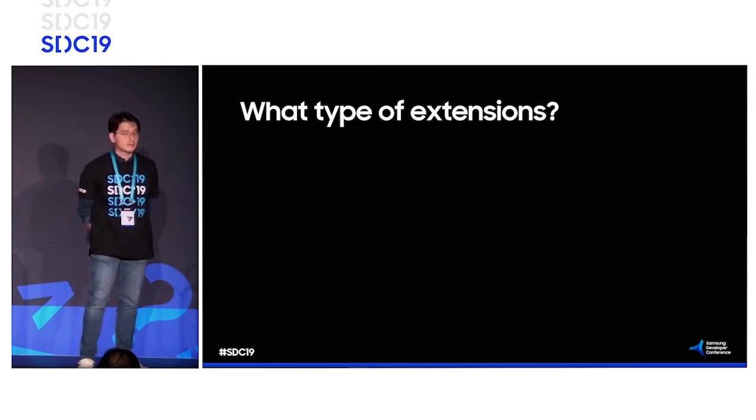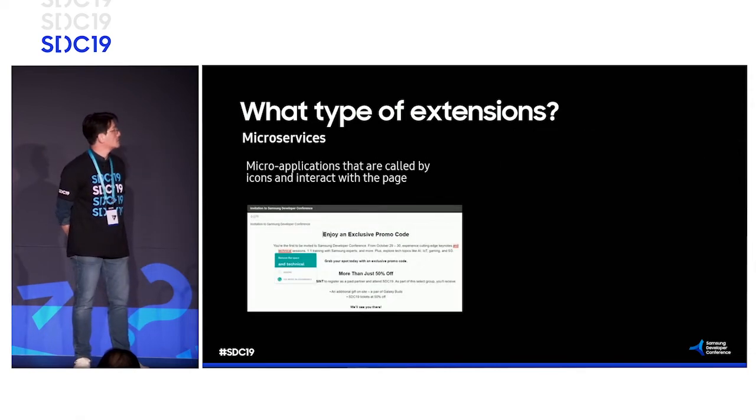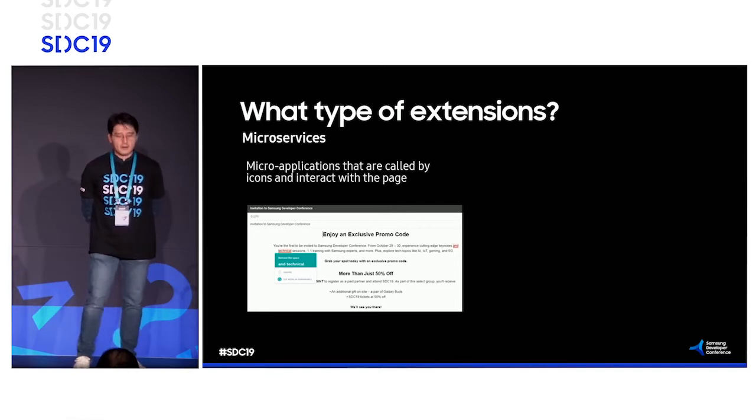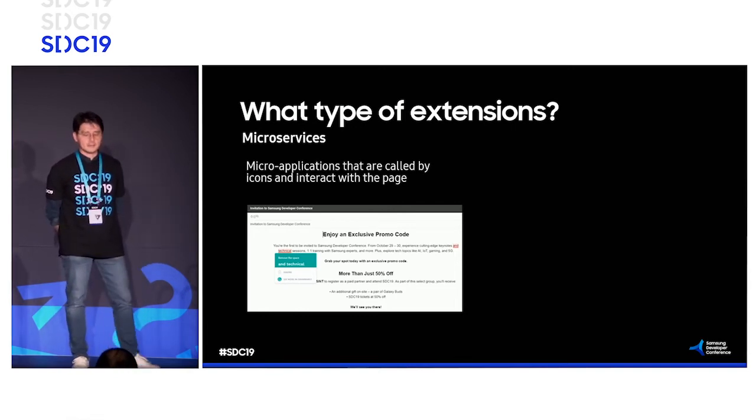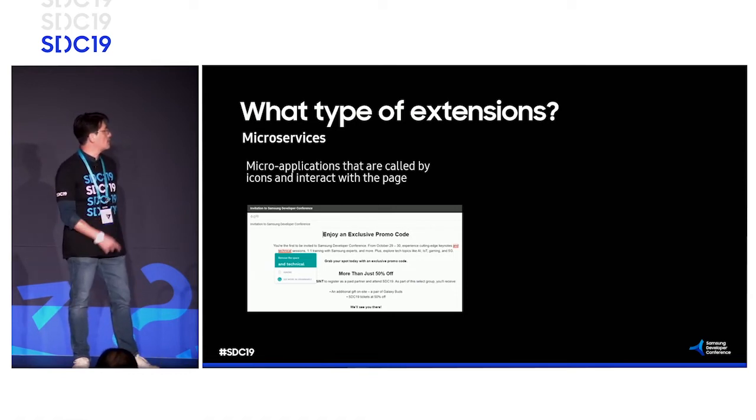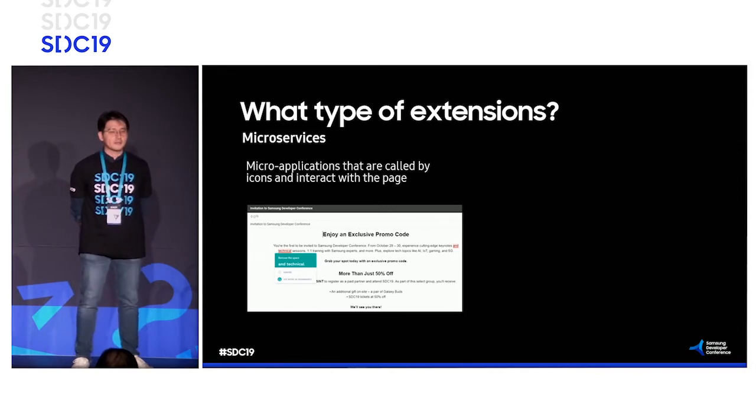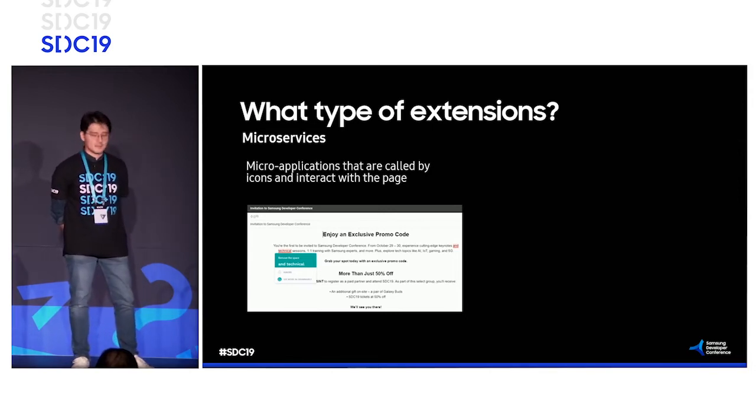Also, there are microservices. Microservices are executed by clicking the icon of them and interacting with the web pages. For instance, if you click the icon of the Grammarly extension, it reads the text in the web page and corrects the misspellings if found.